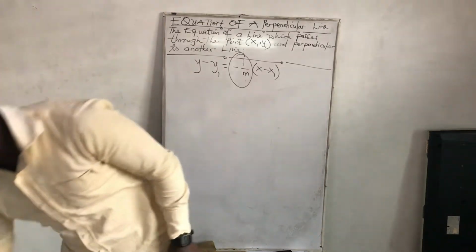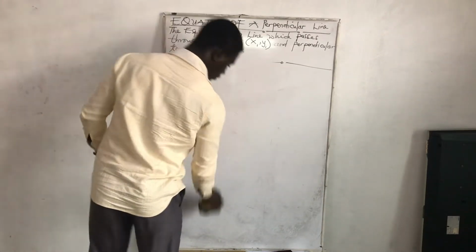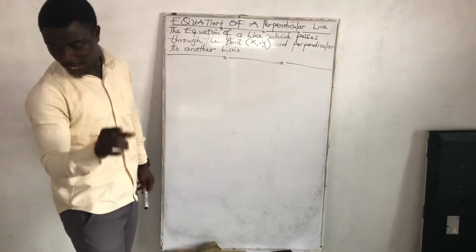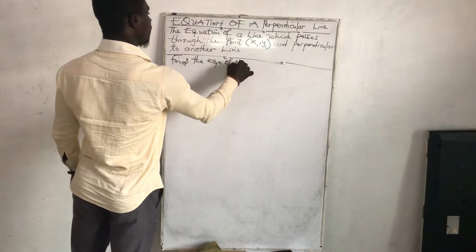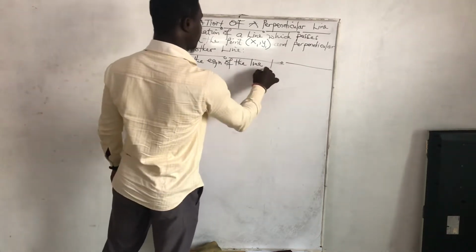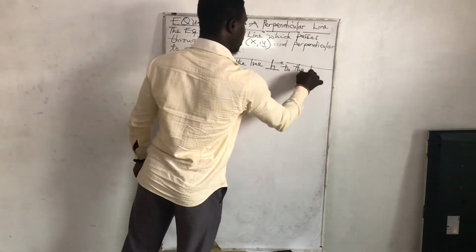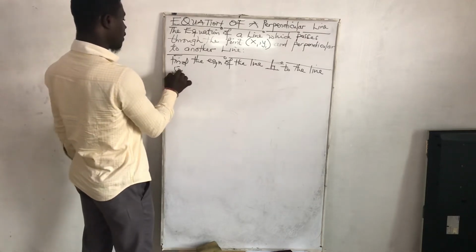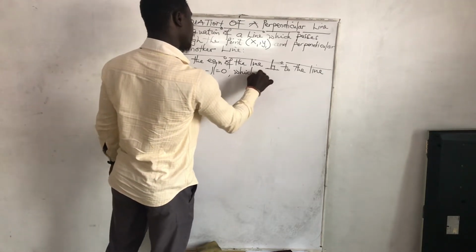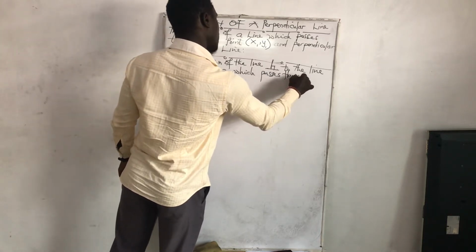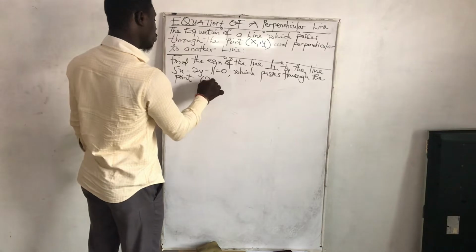So now let's try an example. It says: find the equation of the line perpendicular, which is 90 degrees, that's the symbol for perpendicular, to the line 5x minus 2y minus 11 equals 0, which passes through the point (2, -3).